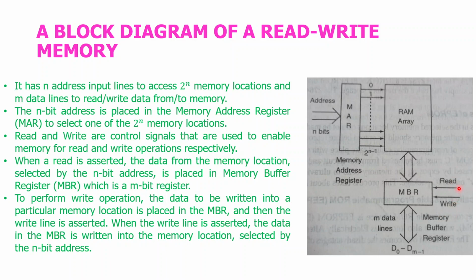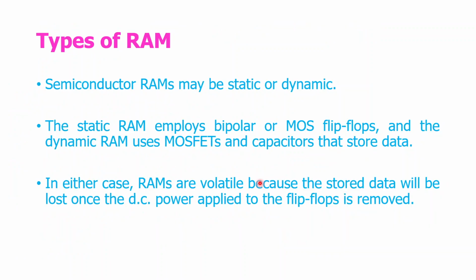If read is active, then the read operation will be performed. If write is active, then the write operation will be performed, and the location is given by these n-bit address lines, and the m data lines will provide the data. Read operation means the direction will be like this, and write operation means into the memory. So this is the block diagram of read-write or random access memory.